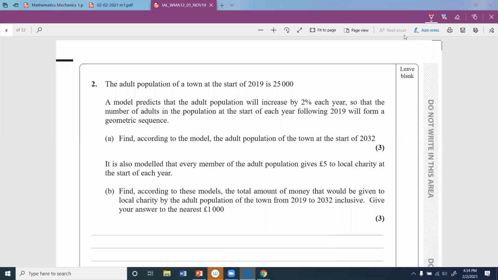Right. The adult population of a town at the start of 2019 is 25,000. So this is part A. You have to be a little bit vigilant. The start of 2019, keep this in your mind. The model predicts that the population will increase by 2%. From here, you can get the common ratio.